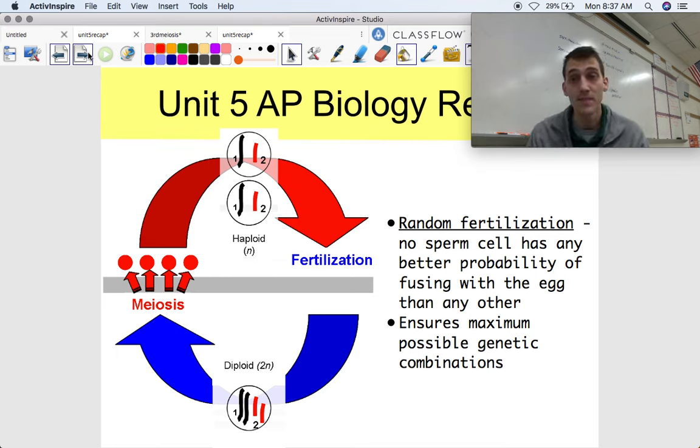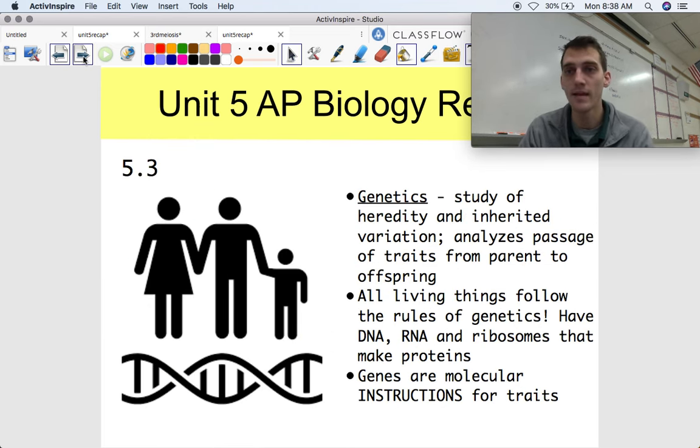The third thing that is going to increase genetic variation is what's called random fertilization, and that's just the idea that no sperm cell has any better probability of fusing with the egg than any other. So that means that all of the different gametes have an equal probability of fertilizing the egg, which means it's all up to chance, really, and that ensures maximum possible genetic combinations. All right, 5.2, genetic variation is super important.